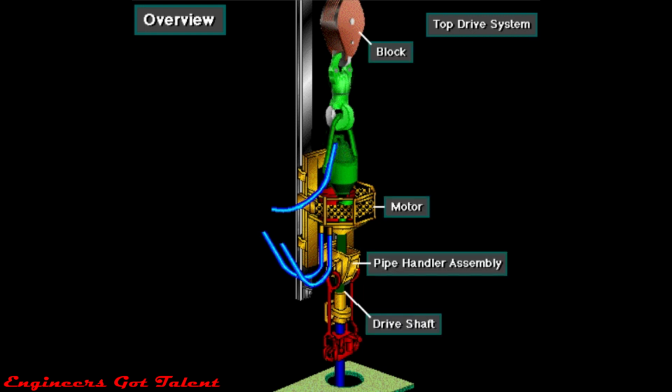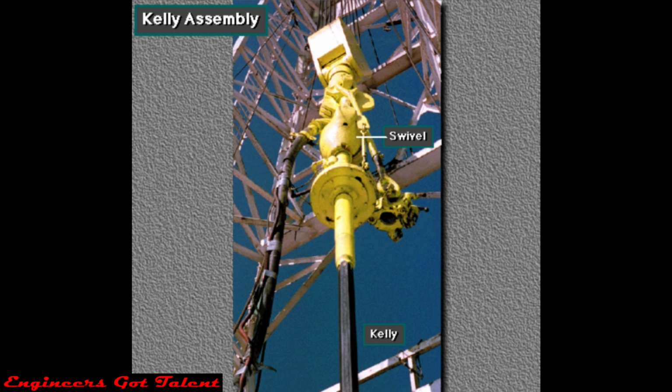A modern top drive, also called a power swivel, is an integrated unit that includes a pipe handler assembly, block, swivel, and a powerful motor or motors to rotate the drive shaft. Crew members make up the drill string to the drive shaft. Crew members make up the Kelly to the swivel stem.